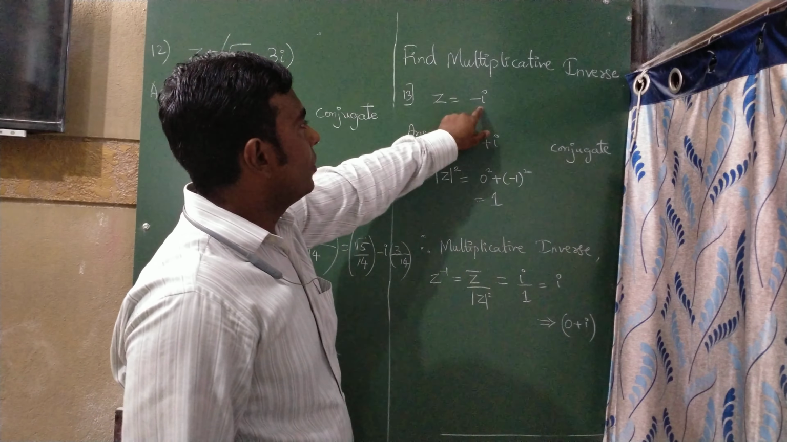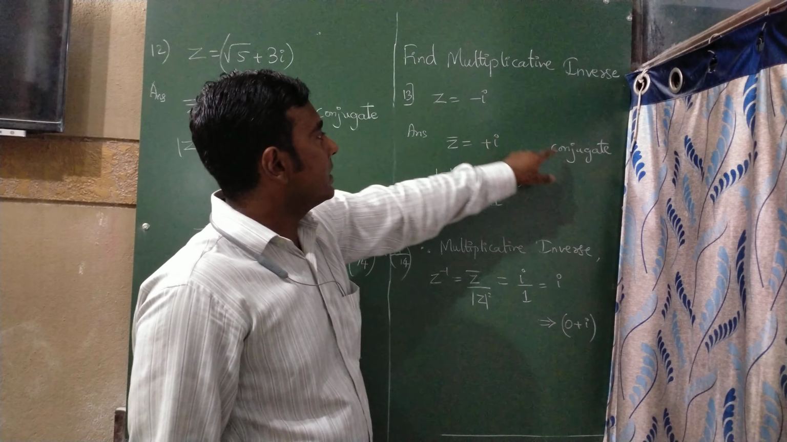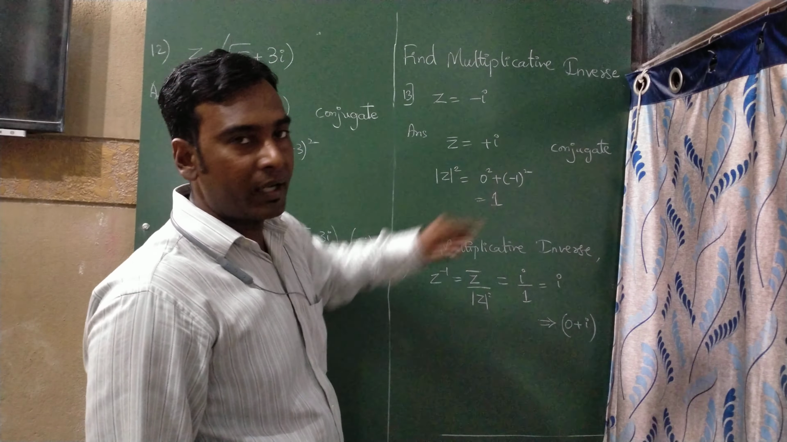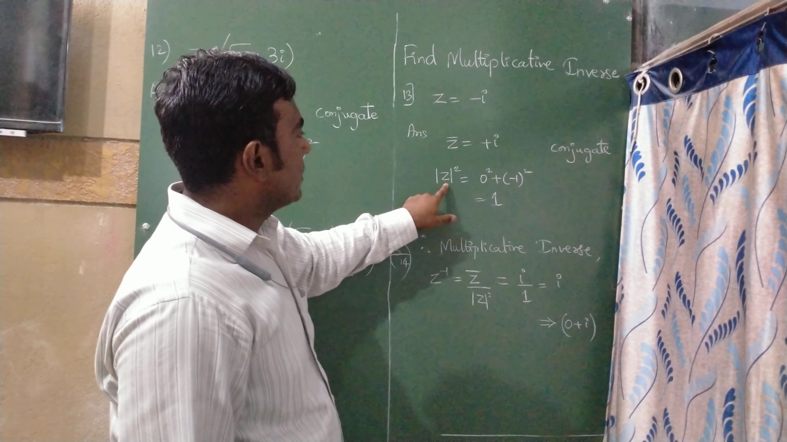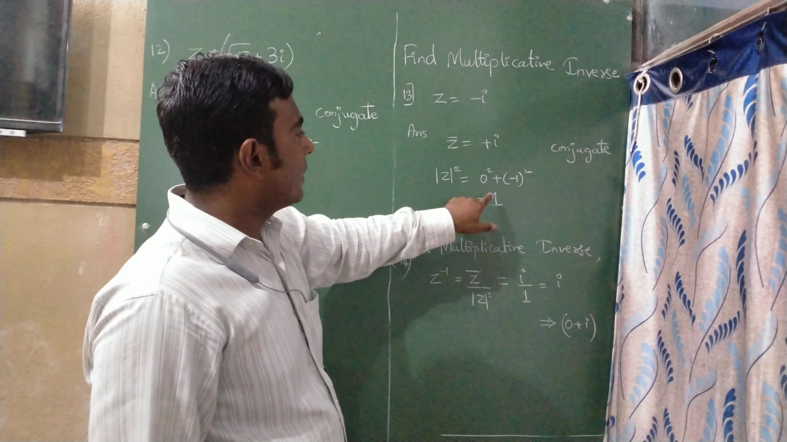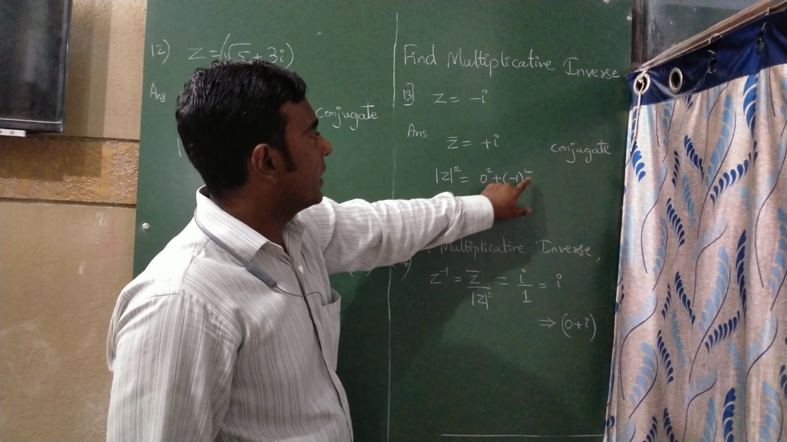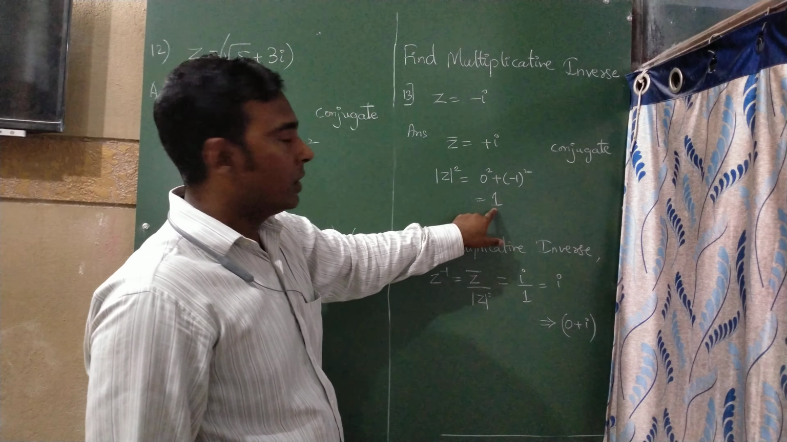Now here is the 13th question. z is equal to -i. Now z bar is equal to plus i. That is conjugate. If it is minus, then you need to write a plus. Now modulus of z square is equal to, since there is no real part, I have taken 0, and the imaginary part, here it is -1 square. So -1 square is 1.